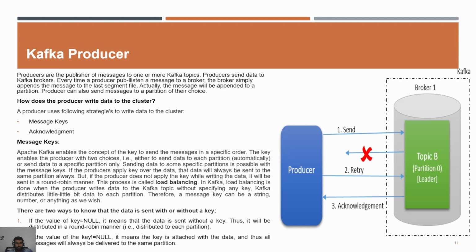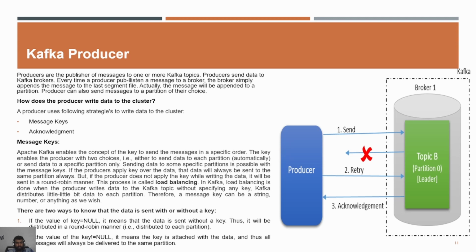How does the producer write data to the cluster? A producer uses the following strategies to write data to the cluster: message keys and acknowledgment. Message keys. Apache Kafka enables the concept of the key to send the messages in a specific order. The key enables the producer with two choices, i.e., either to send data to each partition or send data to a specific partition only. Sending data to some specific partitions is possible with the message keys.